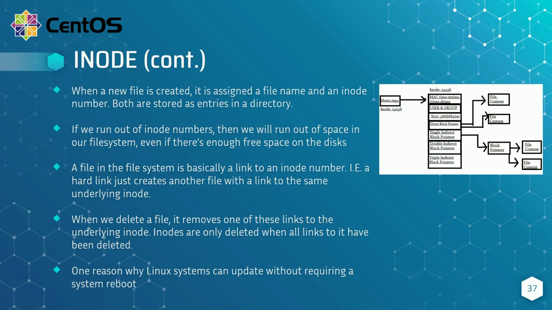When we create a new file in Linux, it is assigned a file name and also an inode number. Both are stored as an entry in the directory. If we run out of inode numbers, then we run out of space in our file system, even if there's enough free space on the disks. A file name is basically just a link to this inode number. If we create a hard link, it just creates another file name with a link to the same underlying inode. When we delete a file, it removes one of the links to the inode, and inodes are only deleted when all these links have been deleted.